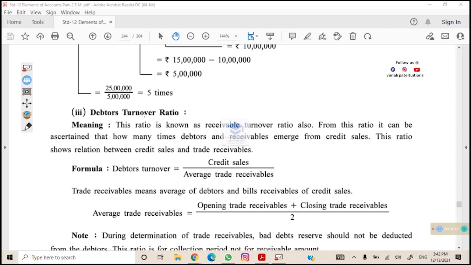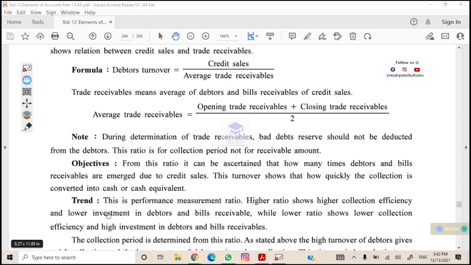Whenever there is separate information regarding credit sales and cash sales, you should consider credit sales. And when no information is given, you should consider total sales. Here we will assume that all sales is on the basis of credit. See, during determination of trade receivable, bad debt reserve should not be deducted from debtors. These ratios are for collection period for receivable amount. Objective: from these ratios, it can be ascertained how many times debtors and bills receivable are created due to credit sales.